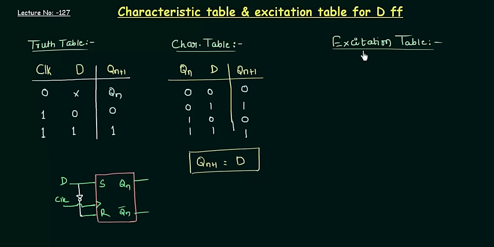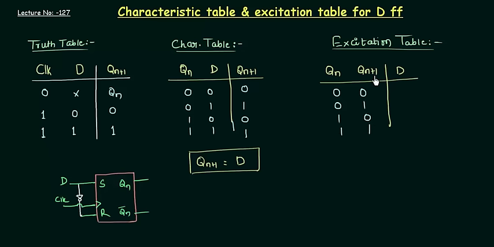Now it's time to move to our excitation table. In the excitation table, the two inputs are Qn and Qn plus 1, and the output is D. Now by this characteristic table, you can directly write the value for D, but I'm not going to do that. I will tell you at the end how you could have written the values directly, but we will try to find out. So 0, 0, 1, 1, 0, 1, 0, 1.